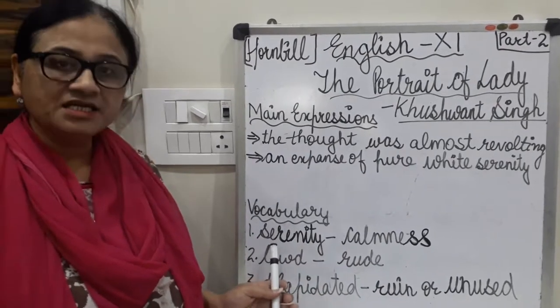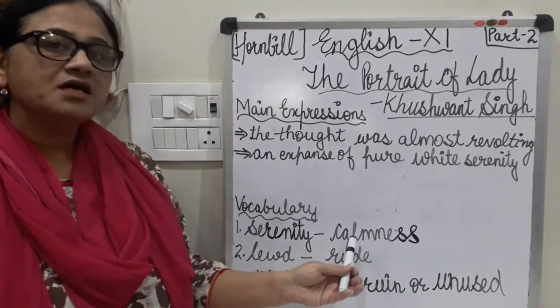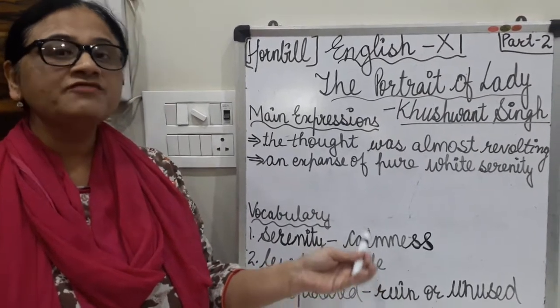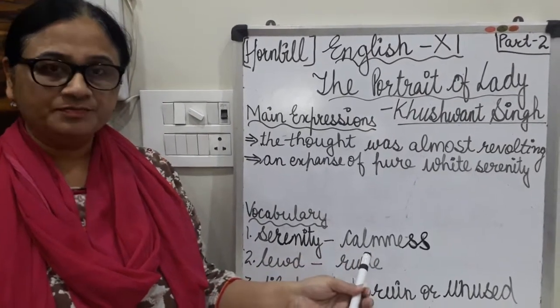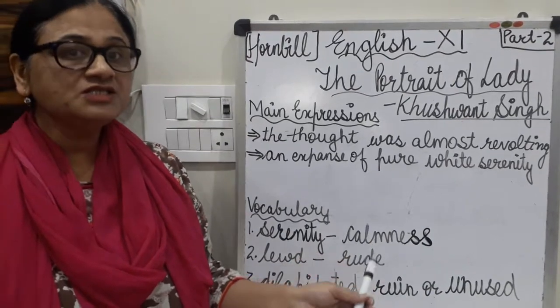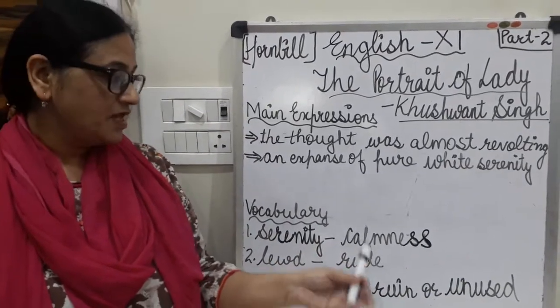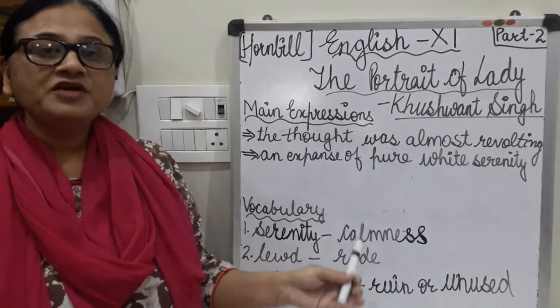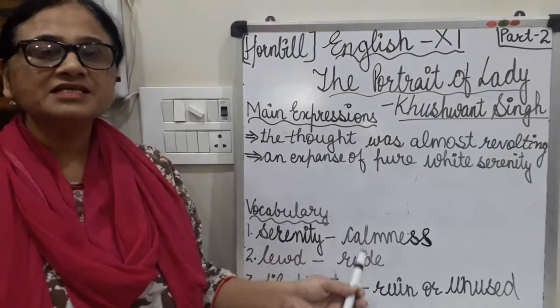First is serenity. Serenity means calmness. This is an attitude. It comes only when we are at peace. So make a sentence with this word serenity, like: My grandmother's face looks like serenity.